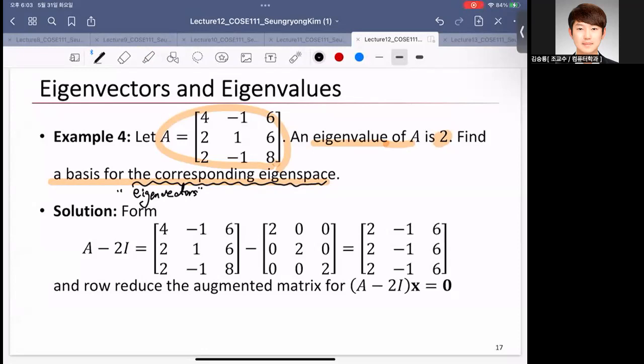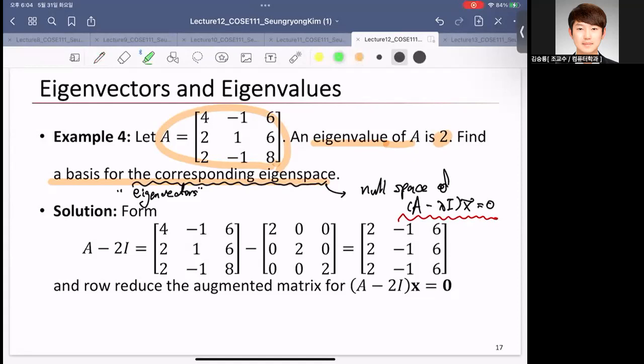Okay. So, in other words, from the definition, the corresponding eigenspace can be the null space of A minus lambda I times x is equal to 0. So, in other words, the solution of the homogeneous system A minus lambda I times x equal to 0 is the corresponding eigenspace. So let's do that.